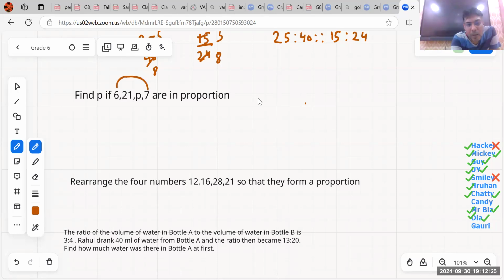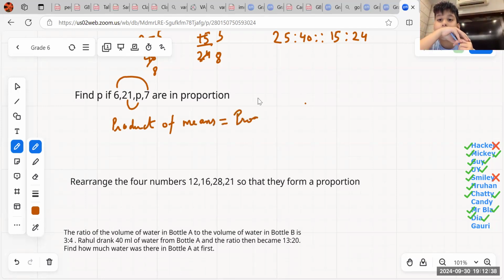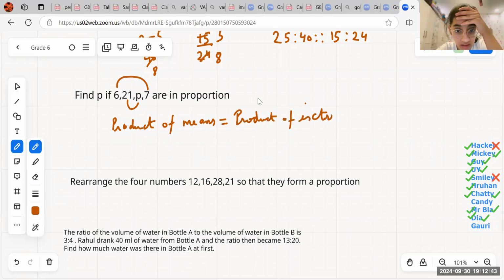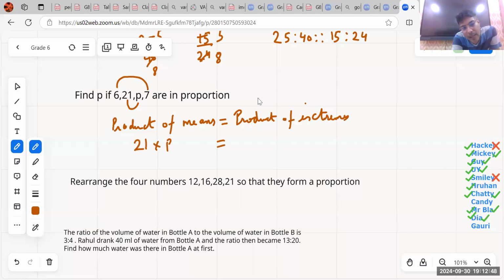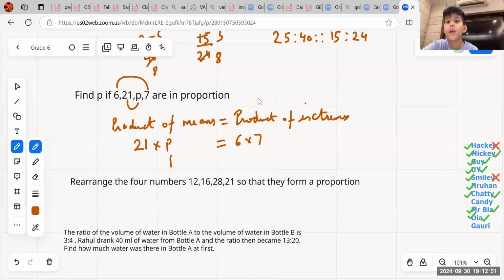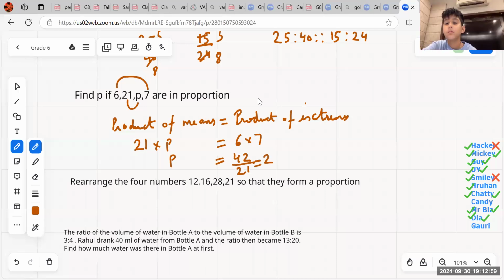So beta see, product of means is equal to product of extremes. So can I tell the answer? Yes. So sir, the mean is 21 into P, and the extreme is 6 into 7. So 21 into P is equal to 6 into 7, so P will be 42 upon 21, which is equal to 2. Yes, sir. Got it, Candy? Yes, sir.